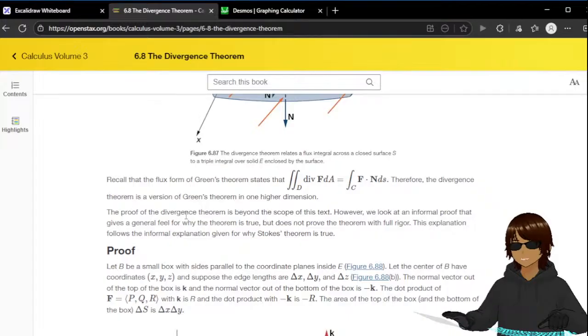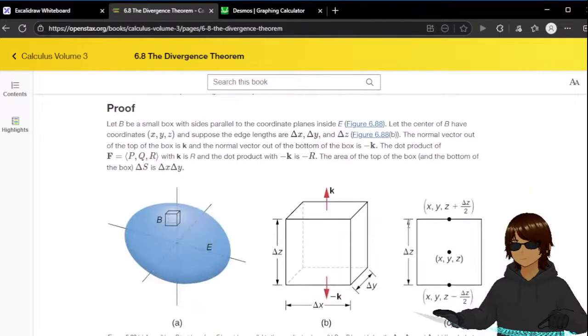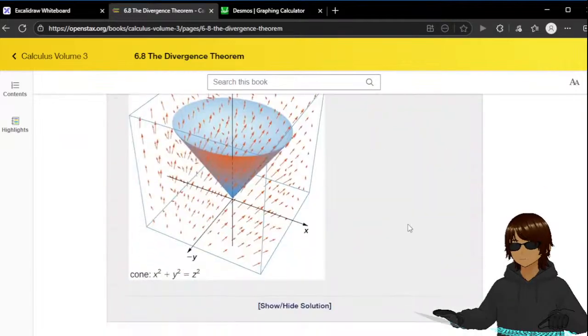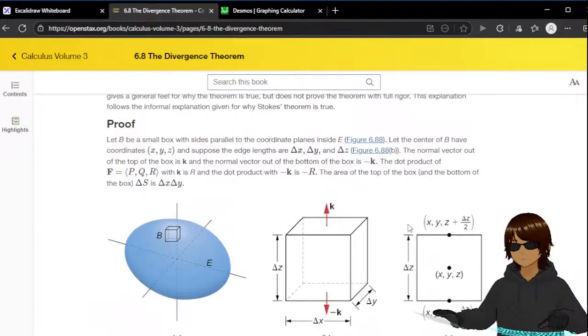The proof of the divergence theorem is beyond the scope of this text. However, we look at an informal proof that gives a general feel for why the theorem is true. It does not prove the theorem with full rigor. Let B be a small box parallel to the coordinate planes inside E. Let the center P have coordinates x, y, z. Suppose the edge lengths are delta x, delta y, and delta z.